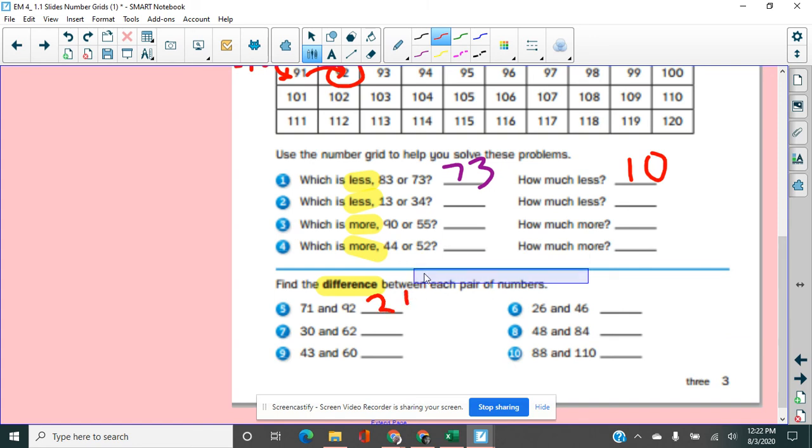All right. So your job here is to finish the rest of these problems on the math journal page. Please reach out to me if you have any questions or if you need any help. And good luck.